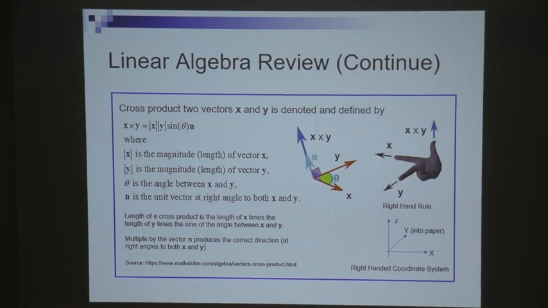You also need to know the cross product of two vectors, which is important. If you have x cross y, it equals the magnitude or length of vector x times the length of vector y times sine theta times n, where theta is the angle between x and y, and n is a unit vector at a right angle to both x and y.